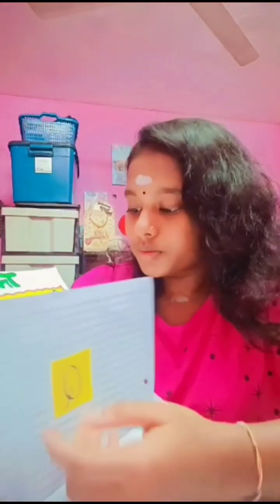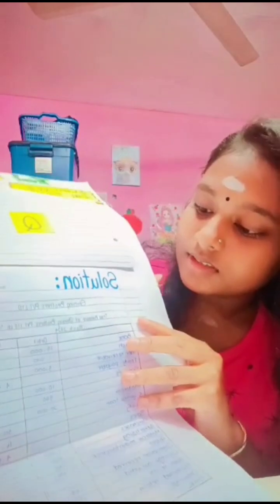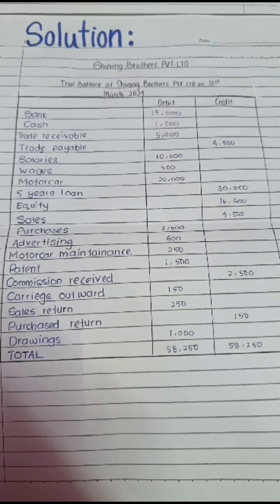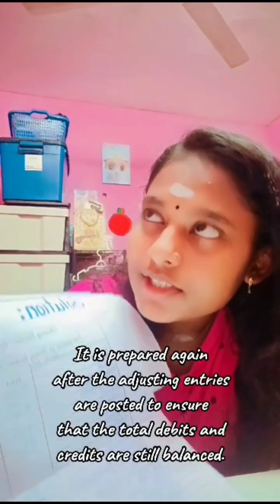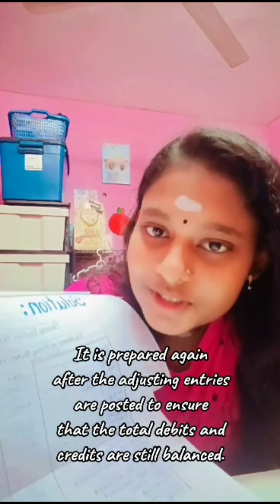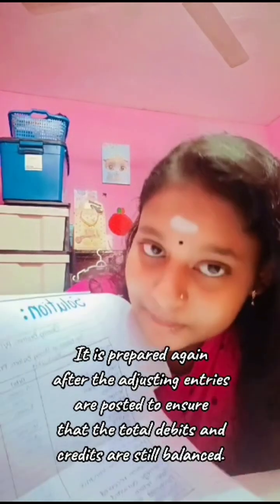So how do we prepare a trial balance? This is the answer I'm showing for the Shining Brothers Private Limited trial balance. This is how we list the trial balance, and here we go with the debit and credit. In addition to error detection, the trial balance is prepared to make the necessary adjusting entries to the general ledger. It is prepared again after the adjusting entries are posted to ensure that the total debits and credits are still balanced.